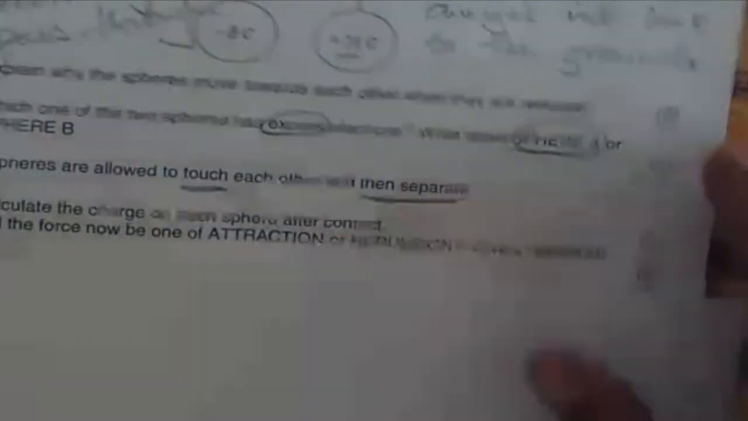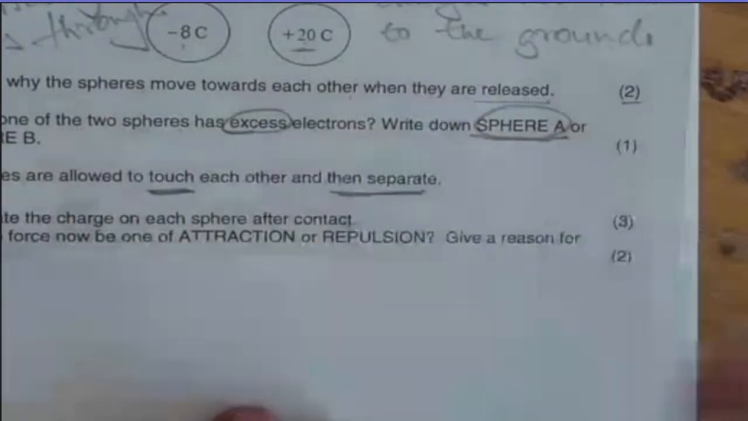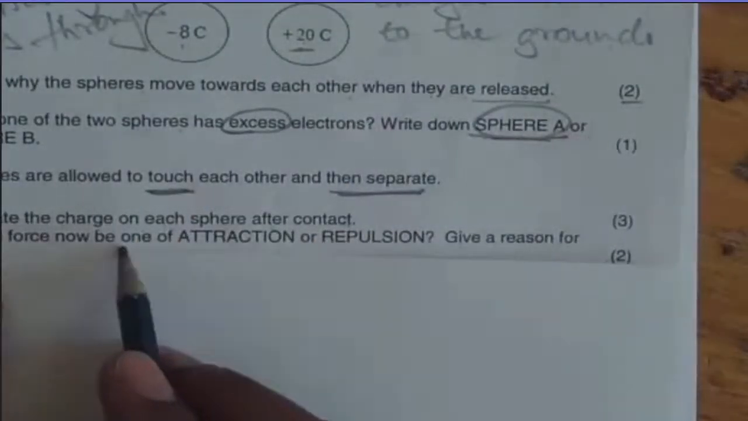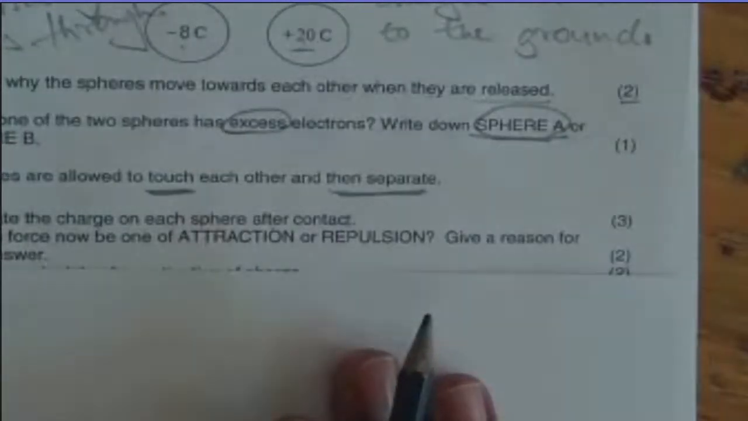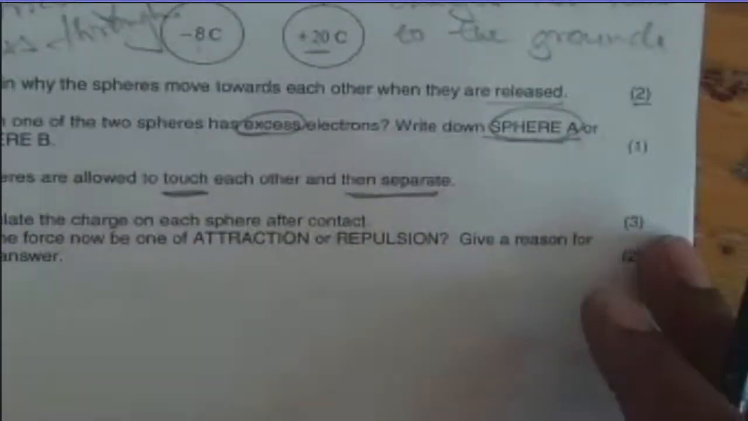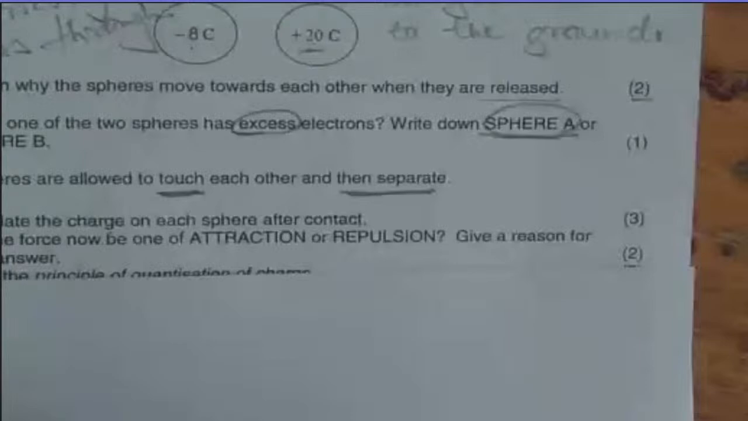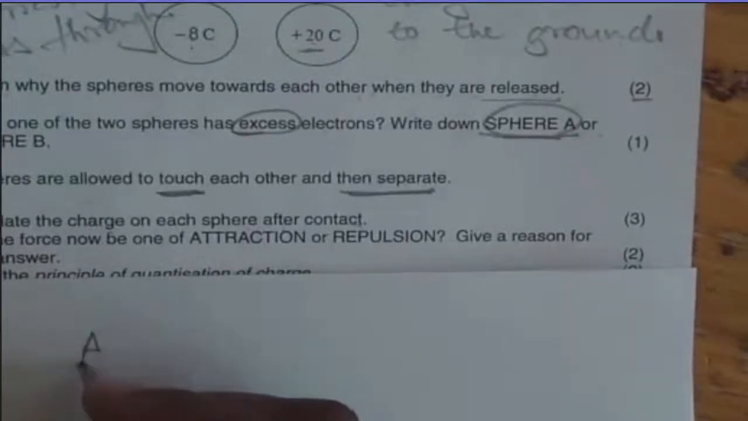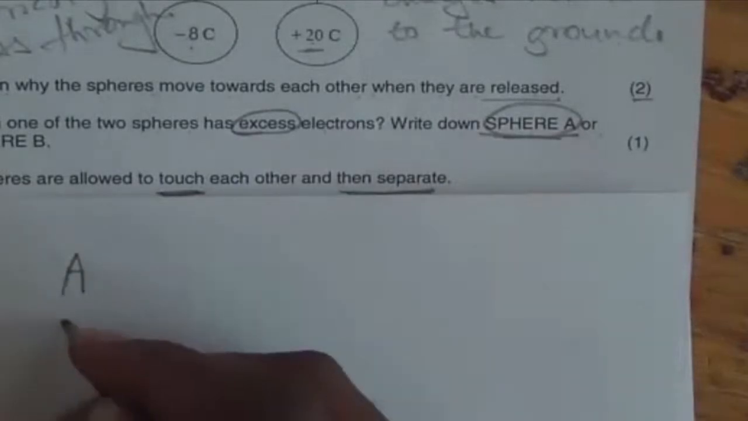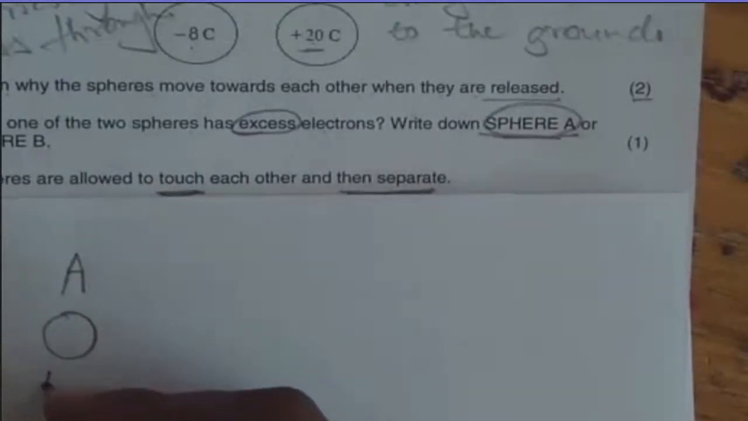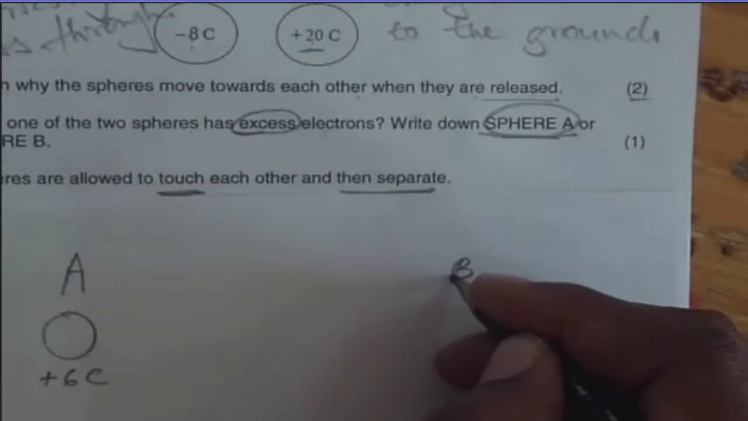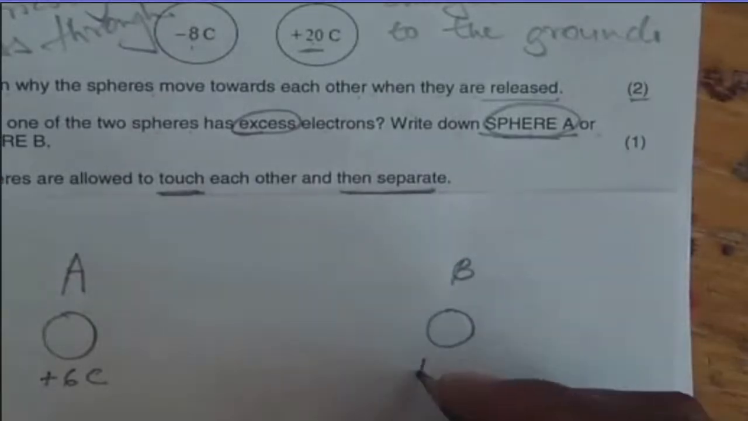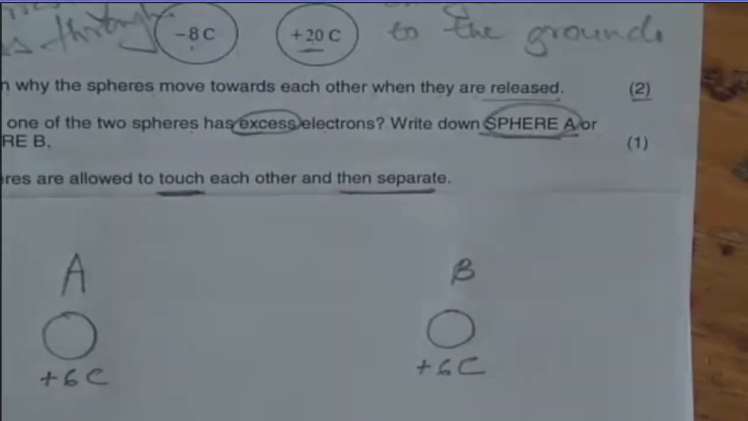Then now 5.2.2, I was getting a clean page. Will the force now be attraction or repulsion? Give a reason for your answer. What will be the force now? So sphere A is now positive 6 coulomb of charge, and sphere B is positive 6 coulomb of charge.